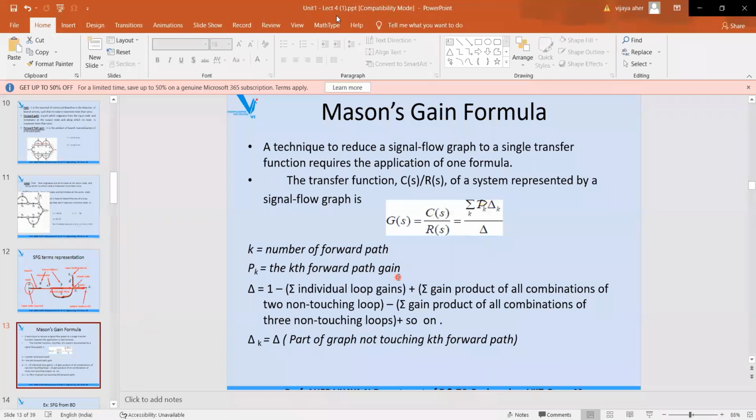जो kth forward path असेल त्याची gain is nothing but PK. ठीक आहे. आता हा डेल म्हणजे काय आहे बघा. डेल इक्वेशन, फॉर डेल आपण हे कॅल्क्युलेट करणार आहे. डेल, यू हॅव टू डू ऑल दिस थिंग्स.